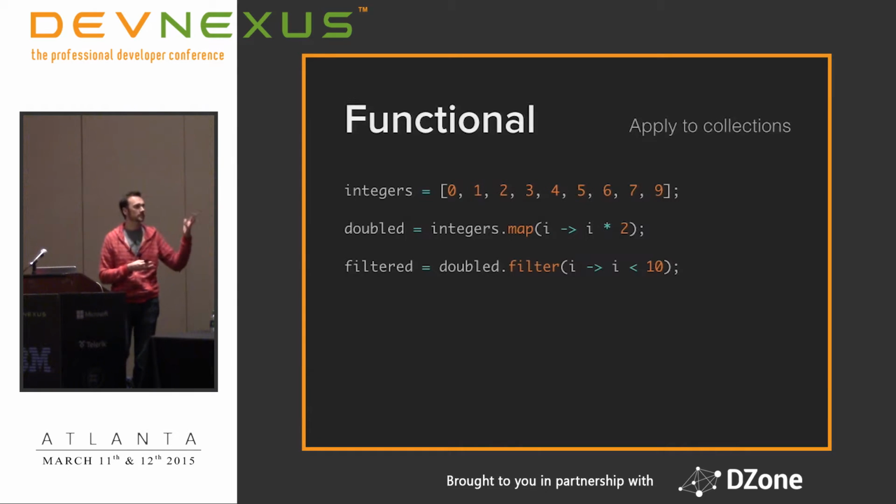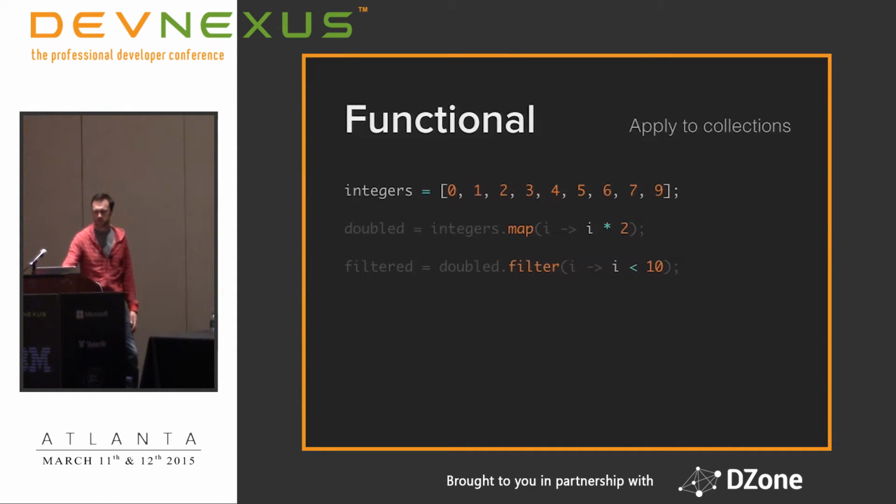So you have your collection of integers and you just want to double them, right? You're going to map those values to this function that takes the value and multiplies it by 2. And out comes a new collection of doubled values. It's a very declarative style. You're just declaring what you want to happen and not how.